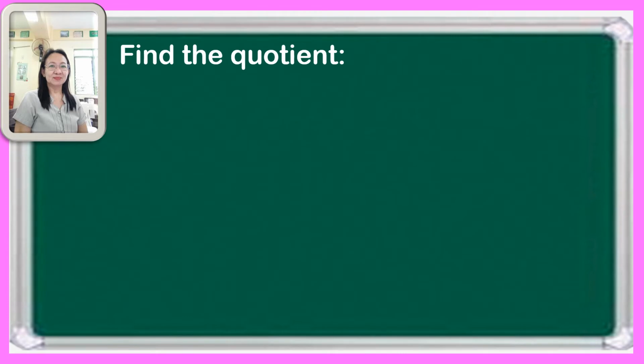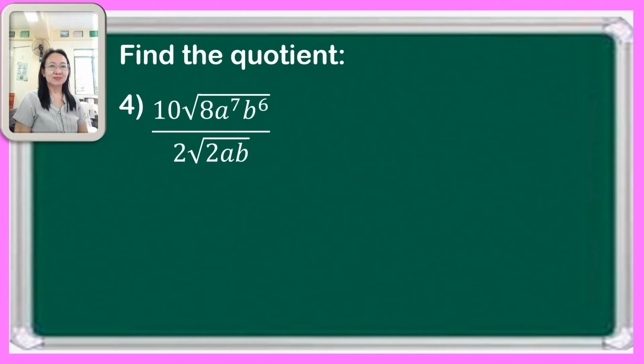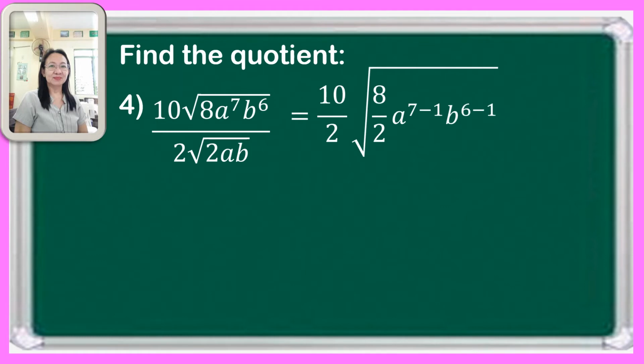Let me show you another example. So we have 10 square root of 8a raised to 7 b raised to 6 divided by 2 times the square root of 2ab. So let me show you the detailed solution. Let us start with the coefficients. 10 divided by 2. Then the radicands, 8 divided by 2. Then applying the law of exponent for quotients by subtracting the exponents. So a raised to 7 minus 1, b raised to 6 minus 1. Then let us simplify this.